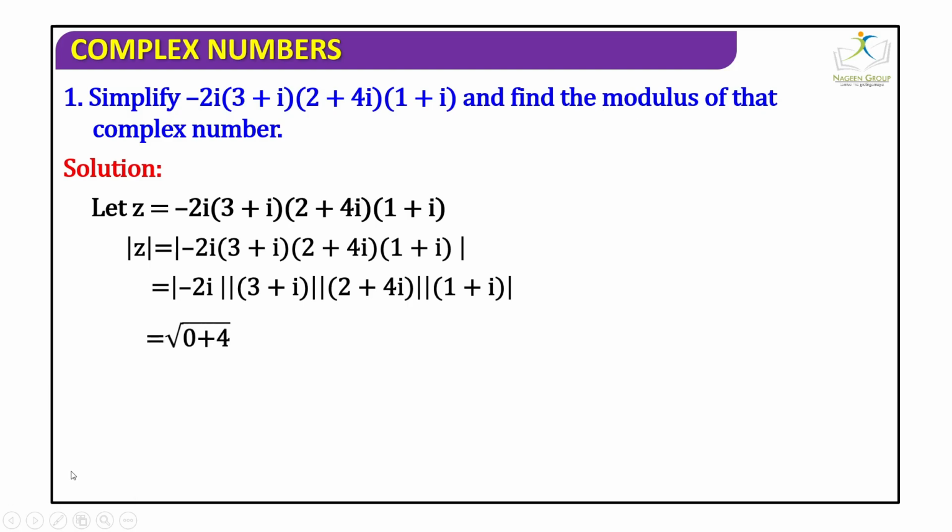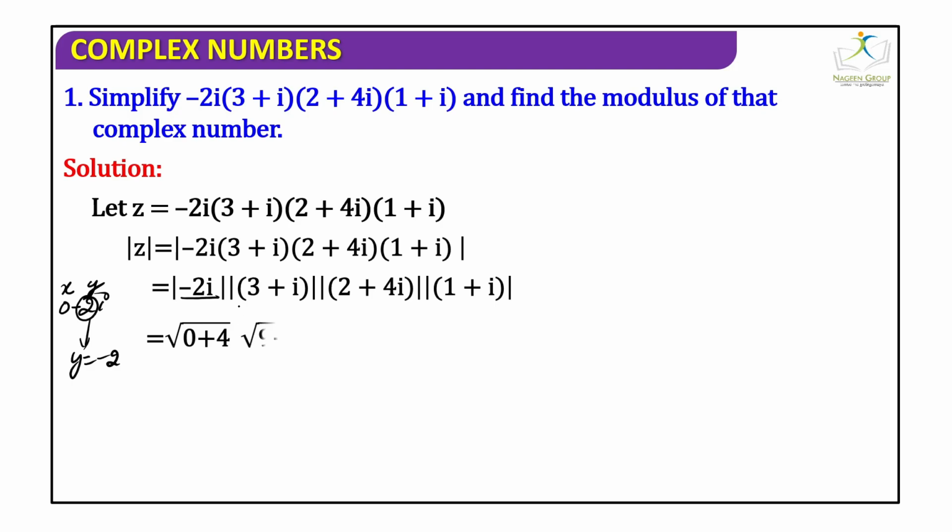This will be equal to under root of 0 plus 4. How? We have minus 2 iota. I am writing it as 0 minus 2 iota. So this is x and this value is y. So it will be 0 square plus y square. Y is equal to minus 2. So this will be equal to 4, right?